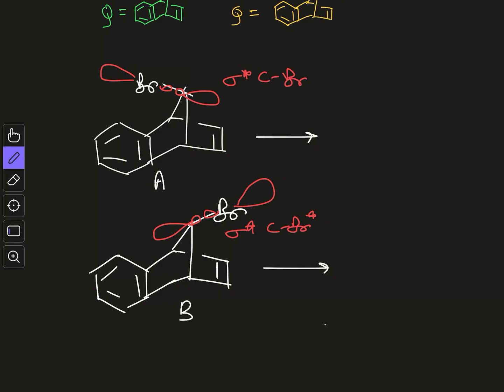Now in this case the orientation is such that the pi orbital, or the p orbitals of this pi bond, can participate here like this. So from this pi orbital or p orbital this participation can be there, and if this happens you will get a carbocation like this.